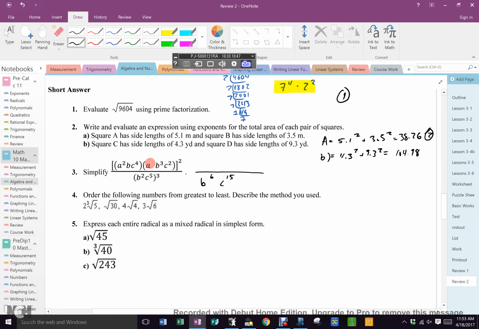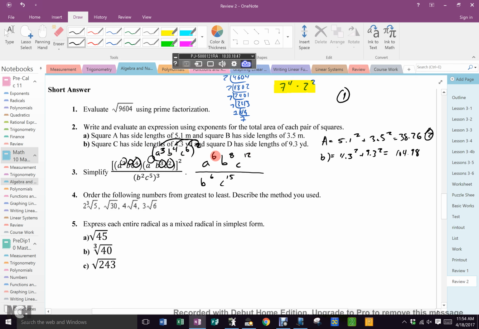Up top here, what should you do? I would do the inside exponents first because brackets, then exponents, yes? So inside, what do I do with 2 and no exponent? That's what? That's A to the 3. What do I do with no exponent and 3? That's B to the 4. And what do I do with 4 and 2? That's C to the 6. And all of that is squared. What does this exponent do going over the brackets? So it's A to the 6, B to the 8, and C to the 12.